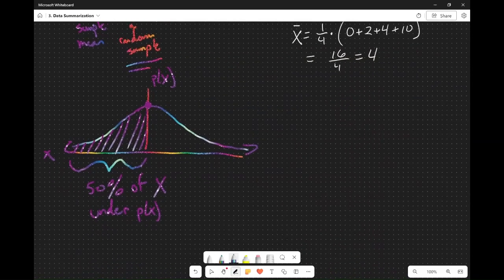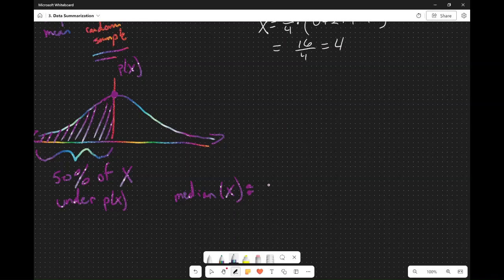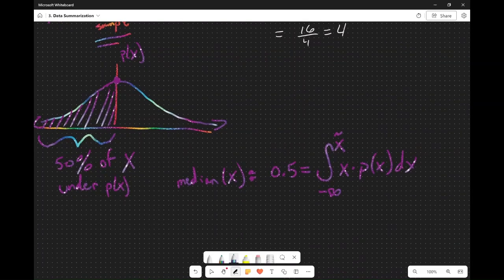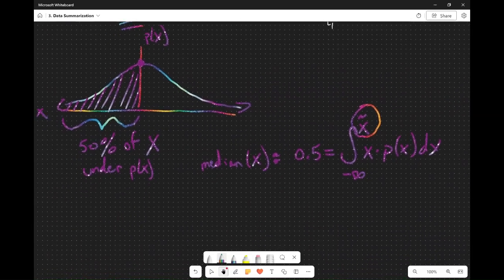So the notation for the median is: the median of X is equal to, or you solve, let's say you solve 0.5 is equal to, and then we're going to write our same integral, X times P of X dx, but we're going to do this from negative infinity all the way to our median symbol, which I'll call, in this case, X tilde. Okay? So you're solving for this X tilde here to find the median. So how do you do that in a sample?